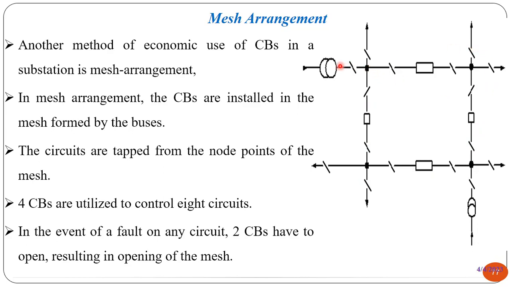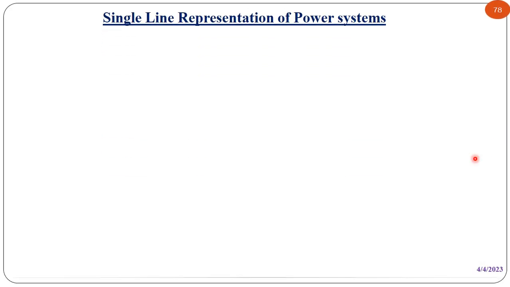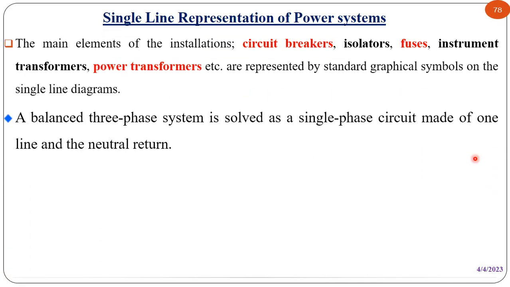One, two, three, four. So there is one circuit, there is one circuit, and there is one circuit. Single line diagram representation. The main elements of the installation: circuit breaker, isolator, fuse, instrument transformer, power transformers are represented by standard graphical symbols in one single line diagram.